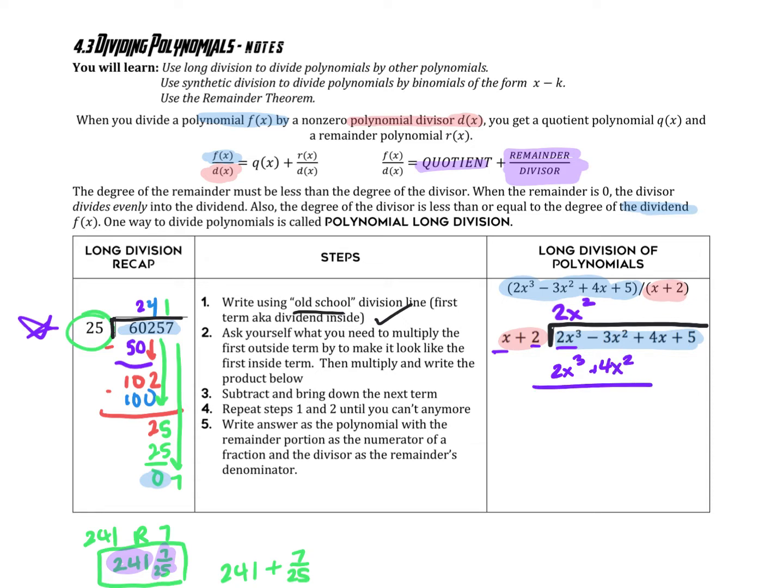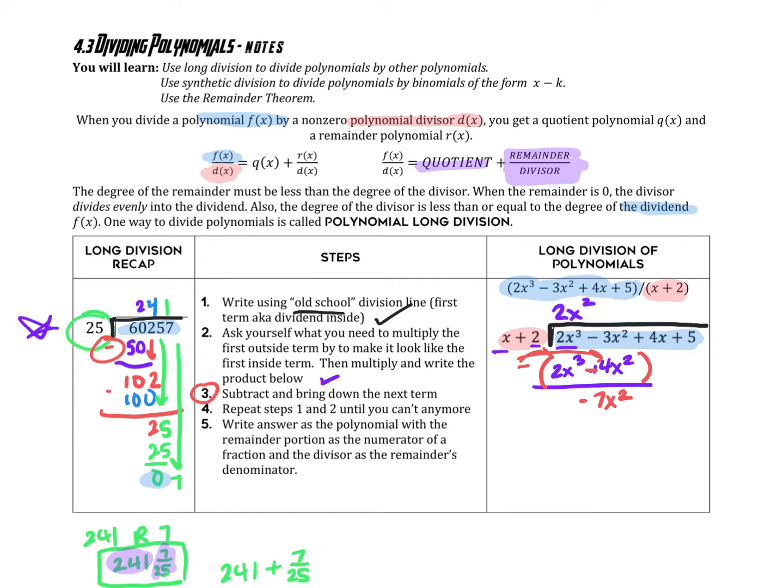And then, just like I did over here, the next thing I did was subtract. So then I'm going to subtract these two things. We're subtracting this binomial, which means that this negative sign needs to distribute. So this is going to be 2x cubed minus 2x cubed, which is 0. That better be what happens, because that was the whole goal of picking 2x squared to be on the top. But I'm going to have negative 3x squared minus 4x squared. That's going to give me negative 7x squared.